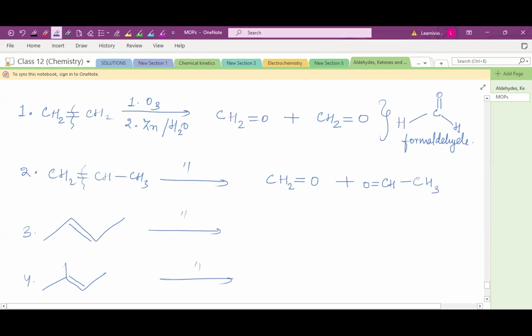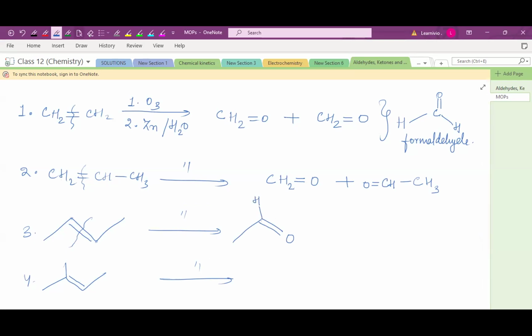Third one again, see what you're supposed to do. Just break this bond, okay? From here you are breaking this bond, right? So to this carbon and this carbon, you have to attach one oxygen via a double bond. So this carbon gets the oxygen, and to this carbon, you can see three bonds were there, so one hydrogen. So this is again an aldehyde.